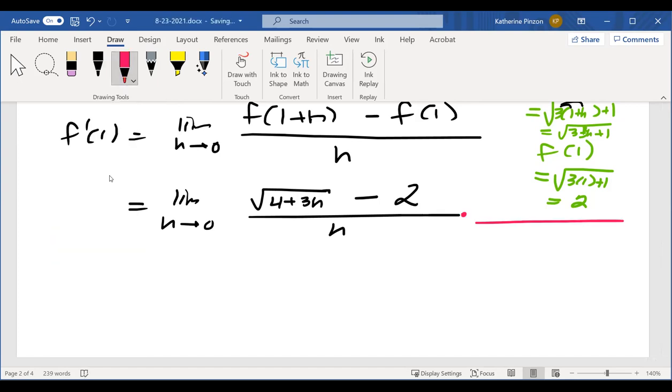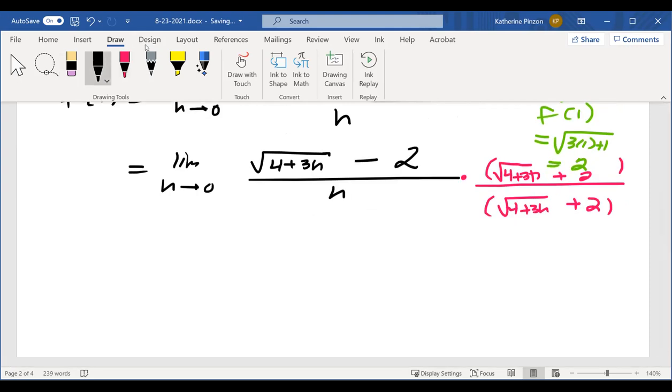I have to multiply by something. What am I going to multiply by? It's going to have a square root in it. Plus 2. Yeah, I got to change this guy to a plus 2 instead of a minus 2. Square root of 4 plus 3h plus 2. Square root of 4 plus 3h plus 2.